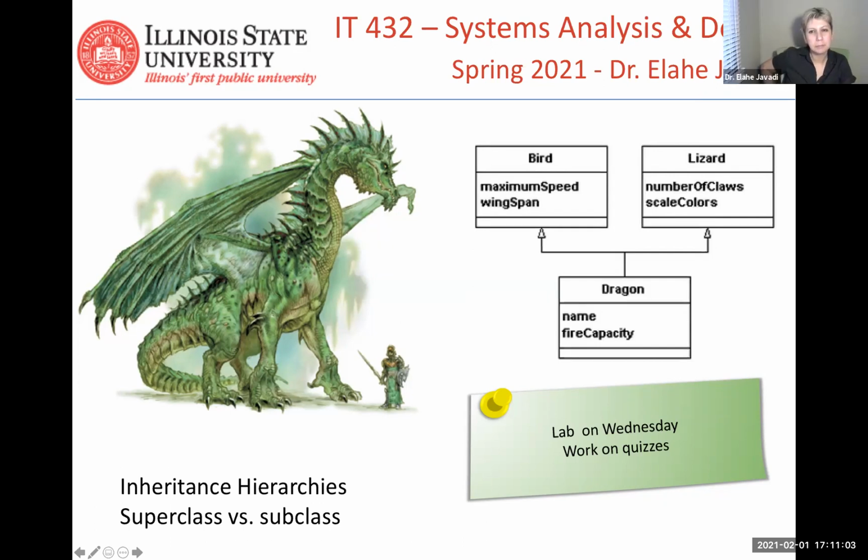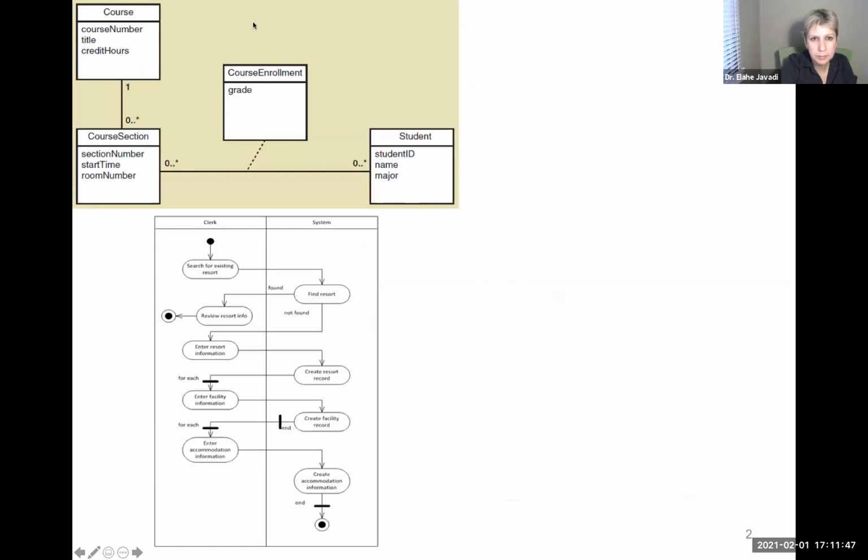So a dragon here has maximum speed and wingspan inherited from bird, number of claws and scale colors inherited from lizard, and then name and fire capacity that are two specific attributes inside the dragon. Now, behavior is also inherited. Behaviors are those methods in your classes. So in this case, behavior of a bird is flying, and that's going to be inherited by dragon. This is what we call an inheritance hierarchy, a set of subclass and superclasses. And that's going to be something you're going to add to your domain model class diagram.